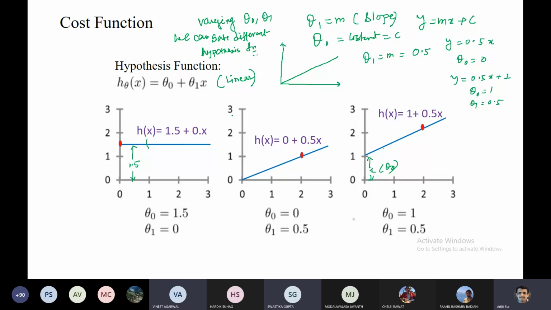And what is our target? We now understand how to change the different theta 0, theta 1, so different parameters, to get these lines. But what is our goal? Our goal is to get a line so that our example points are very well represented. Okay, so that is the point we're trying to understand.